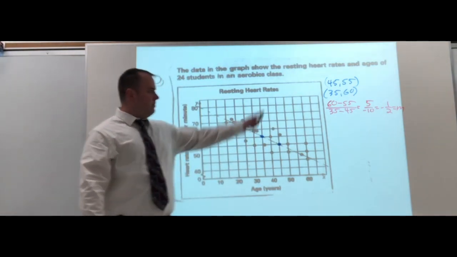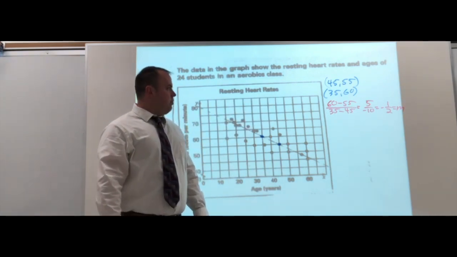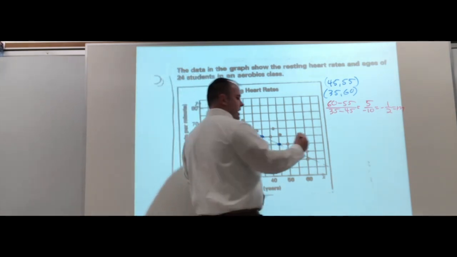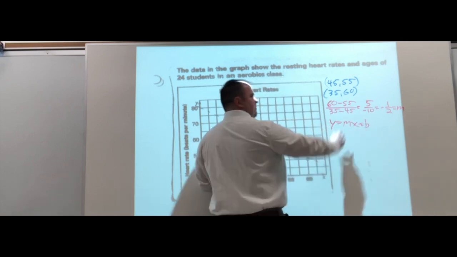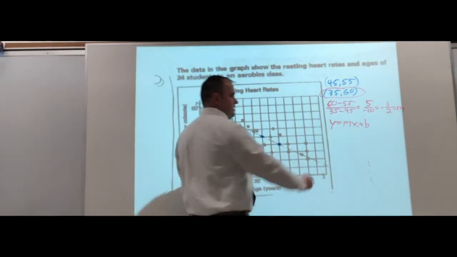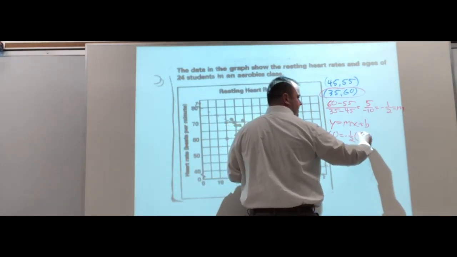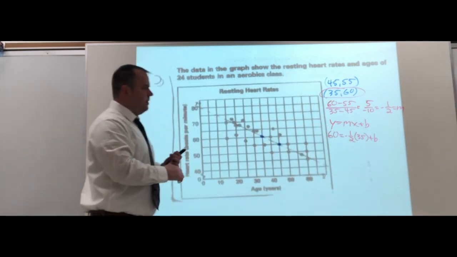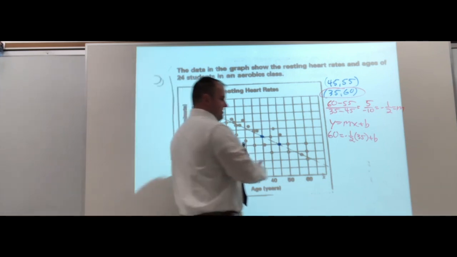To find our y-intercept, you can pick either one of those 2 points and work through that to get that answer, then to get your b for your y-intercept. So y equals mx plus b. I'm going to use the 35, 60. So I'm going to set this up as 60 equals negative 1/2 times 35 plus b.